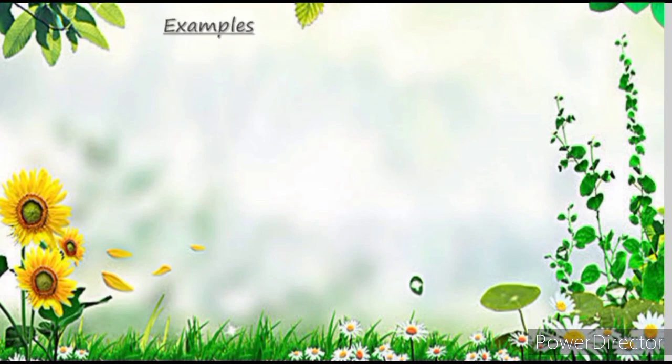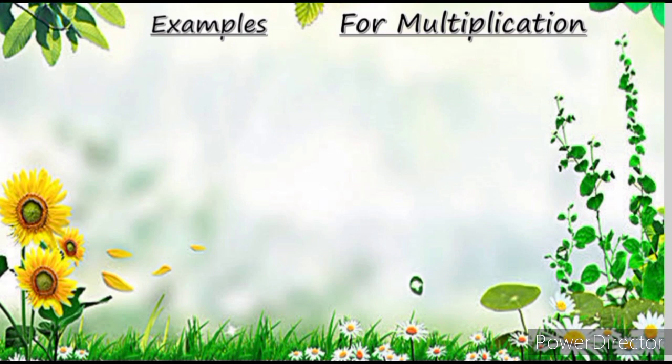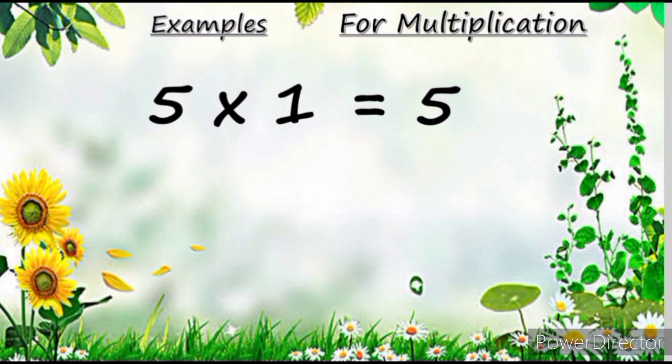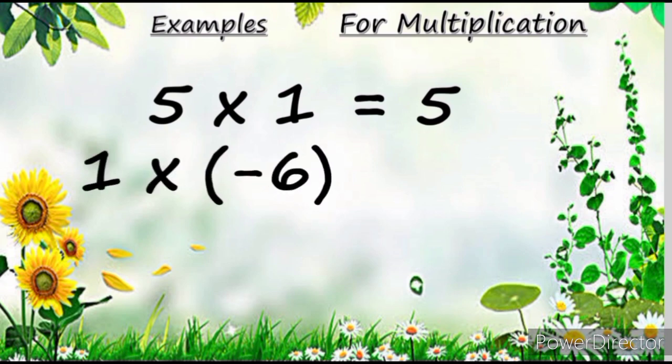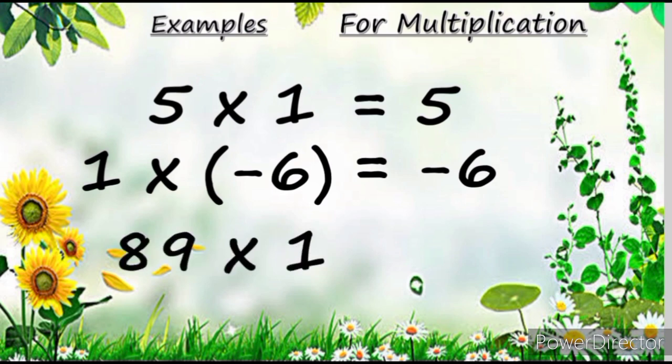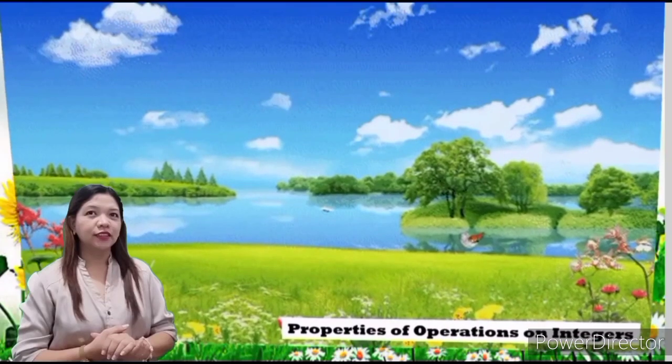These examples are for multiplication. 5 times 1. The product is 5. Now we have 1 times negative 6. The product is also negative 6. 89 times 1. Yes, the answer is 89.